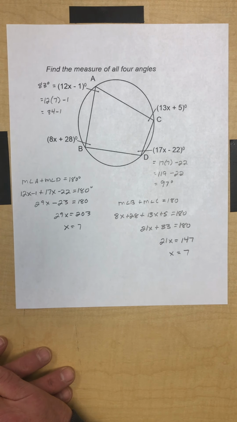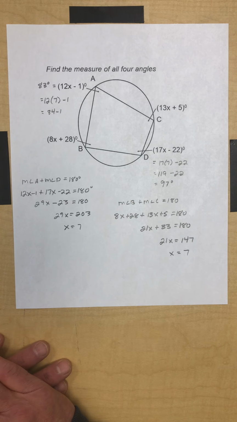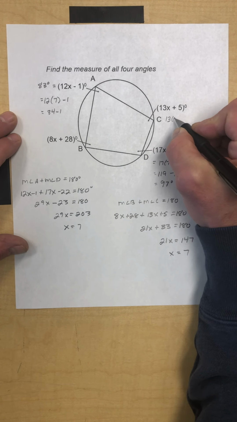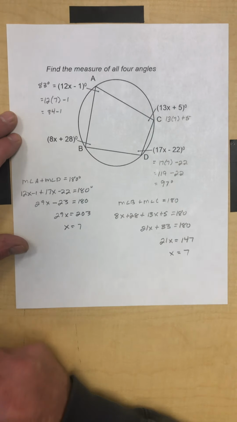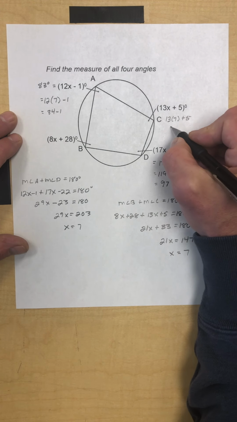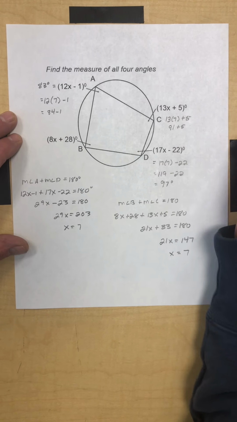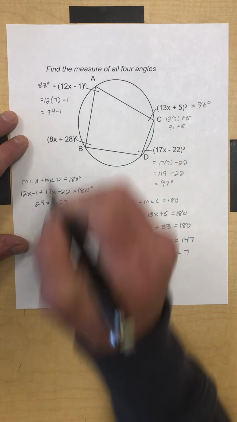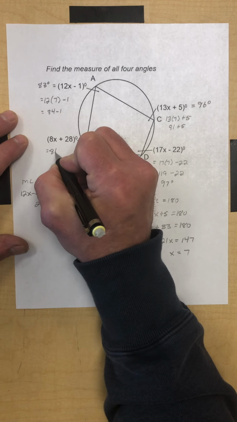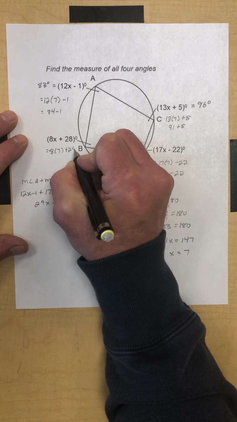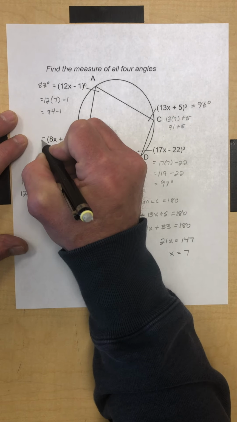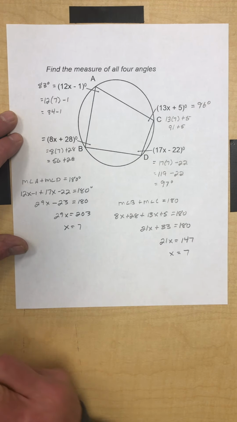We go back and evaluate. I have to do angle B and angle C. We'll do angle C first. So 13 times 7 plus 5. That'd be 70 plus 21, so that's 91 plus 5. I am going to get 96 degrees. Then over here, that's 8 times 7 plus 28. So 56 plus 28 gives me 84.